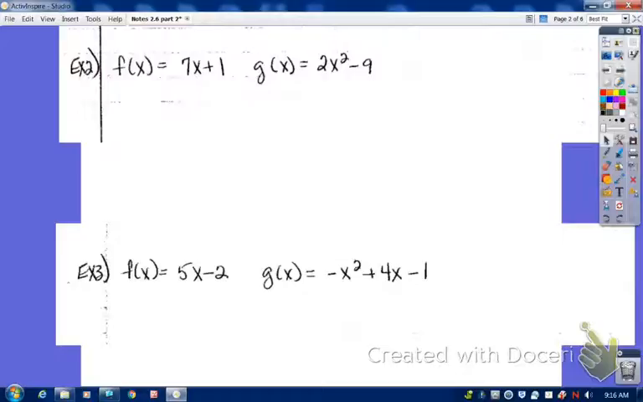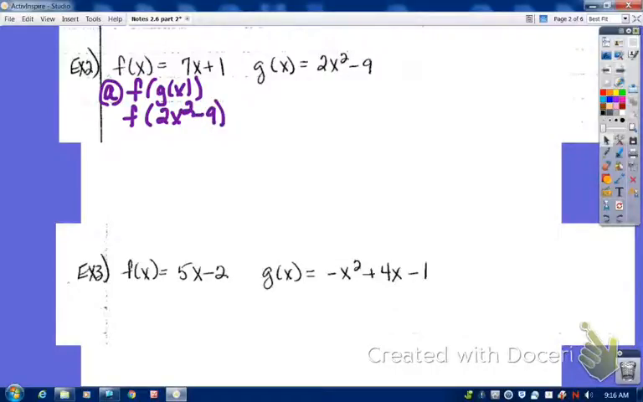Example 2. Okay, we're going to start off with f composite g. I'm going to go ahead and write it as f parentheses g of x. I'm going to do the same thing in this one, so maybe it'll help you with example 1. So that really means I'm doing f of what? 2x squared minus 9.